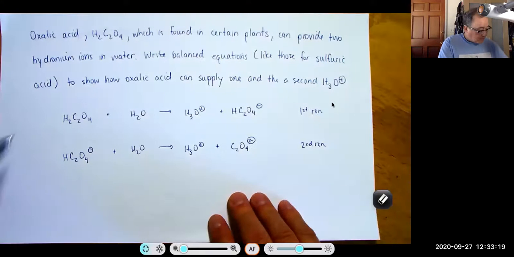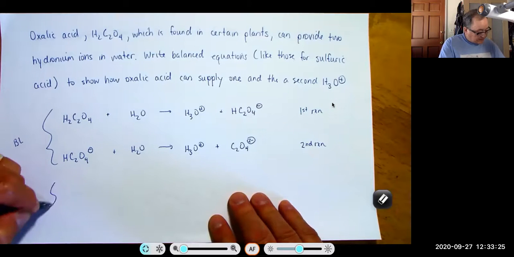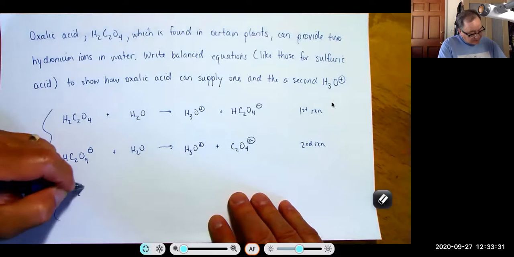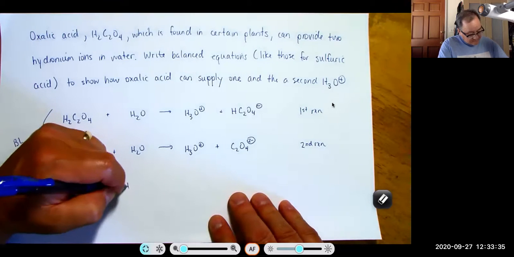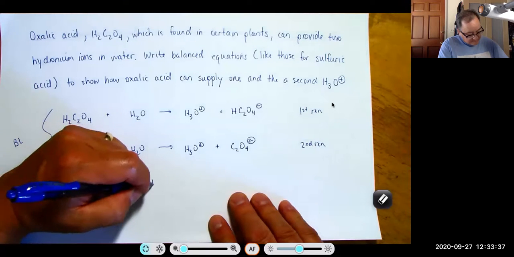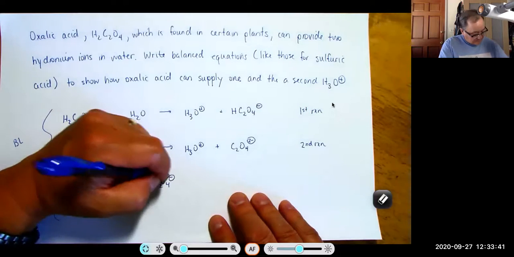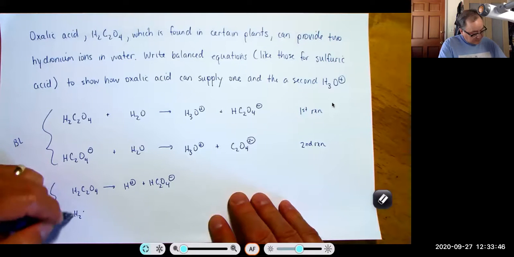So this is the Bronsted-Lowry version. Now, if we wanted to do the Arrhenius, we could. And for the Arrhenius, this is what we would do. Whoops. Cross that out.